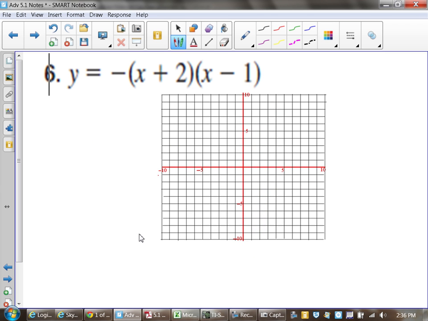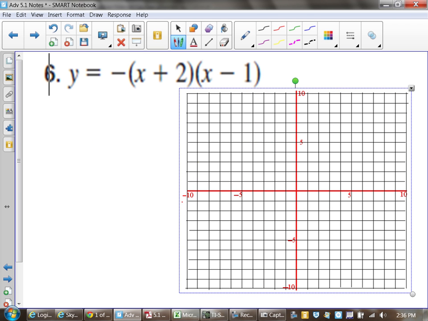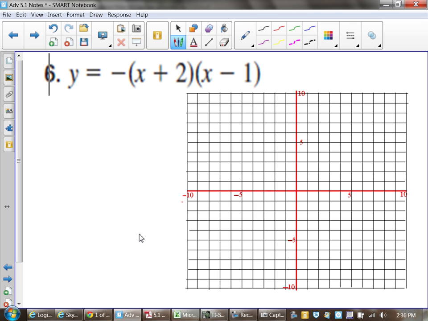It's going negative, going down. So I have y equals negative 1 times the quantity x plus 2 times the quantity x minus 1. Wait, you said we were going to work with vertex form. I meant intercept. Sorry, this is the intercept one. I think out of all three of them, intercept is the one that takes the longest to get through.